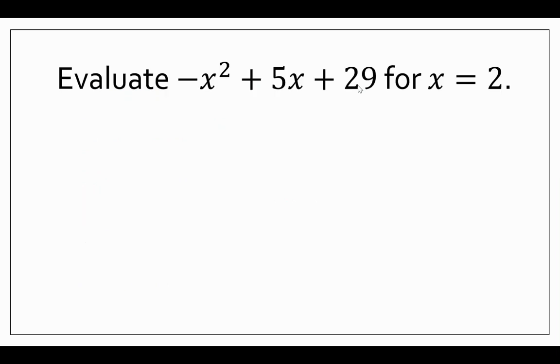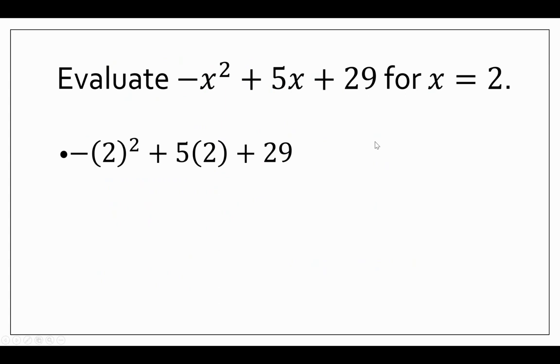So first things first, we're evaluating negative x squared plus 5x plus 29, and we're substituting x with 2. So we're putting 2 in place of x. Let's see how we break this down. First things first, this is where your work's going to come in. You're going to write out the problem doing the substitutions. We put 2 in place of all the x's.